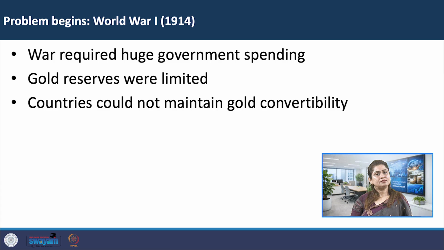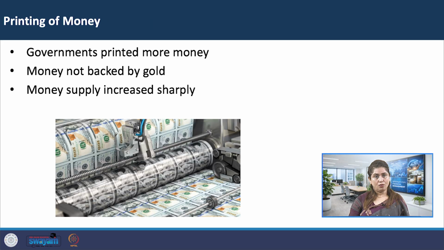However, this system started facing problems when the First World War began in 1914. War is very expensive. Governments suddenly needed huge amounts of money to buy weapons, pay soldiers, and support their economies. But their gold reserves were limited, so they could not stick to the rule of converting currency into gold. What did they do then? They started printing money, more money.